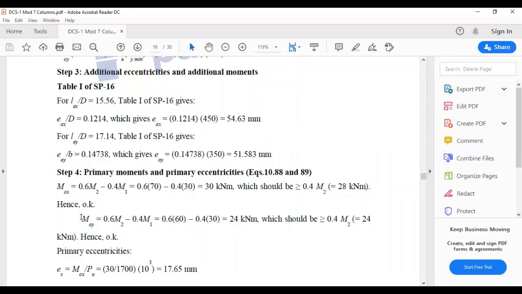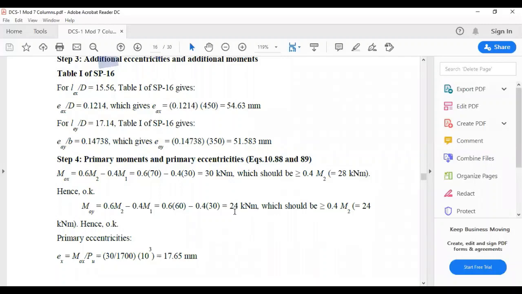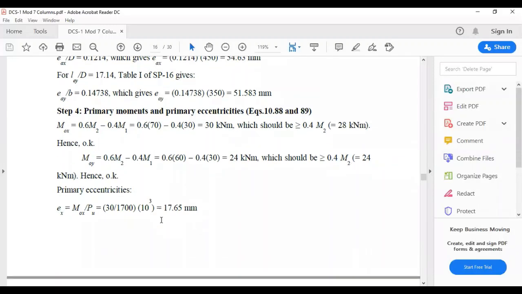Next is to find MOY. This is again given by a similar formula, 0.6 M2 minus 0.4 M1. In this case, along the minor axis, the value of moment at the top is 60 and at the bottom is 30. Solving this, we get 24 kilonewton meter, and it should also be greater than or equal to 0.4 times M2, and 0.4 of 30 is 24. Therefore, it is also okay.